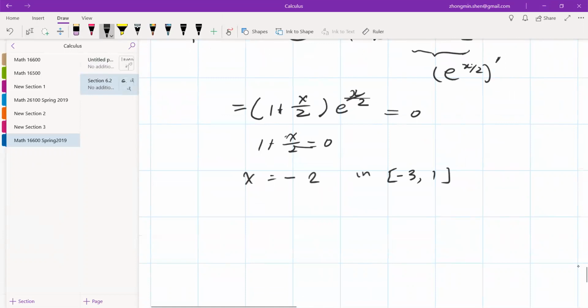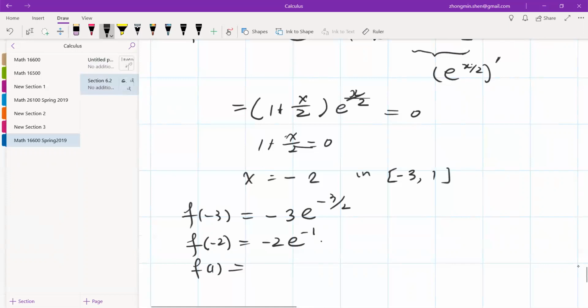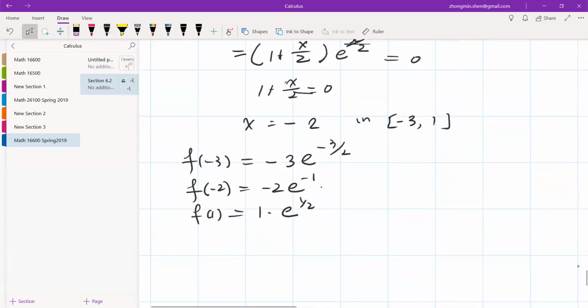Then the next step is just to evaluate the function at the 2 endpoints and at the critical number. So f(-3) is going to be -3e to the -3 over 2. f(-2) is going to be -2e to the -2 over 2, which is -2/e. And f(1) is going to be 1 times e to the 1/2. Among those three numbers, there's only one positive. So that means this is the absolute maximum value.